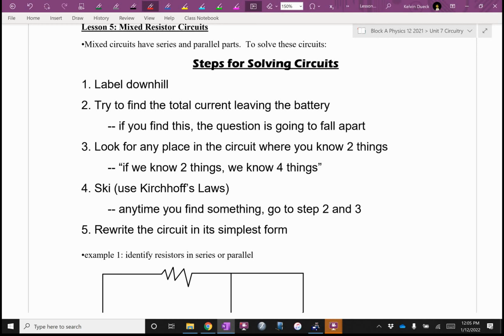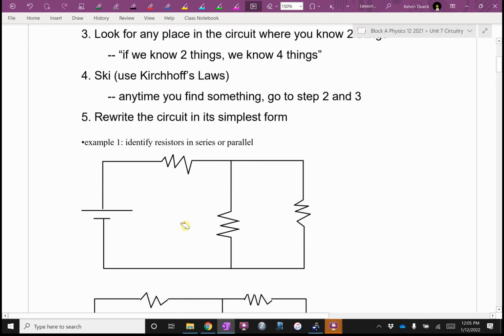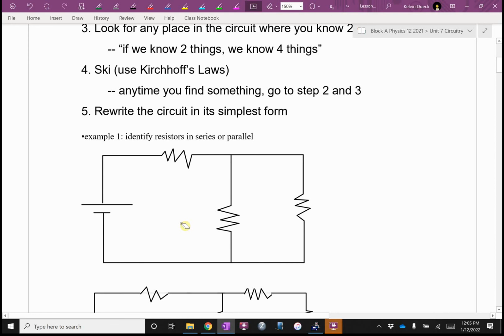As my last resort, step 5, I'll rewrite the circuit in its simplest form by using the rules for combining resistors. If they're in series, I can add them together. If they're in parallel, I add the reciprocal.